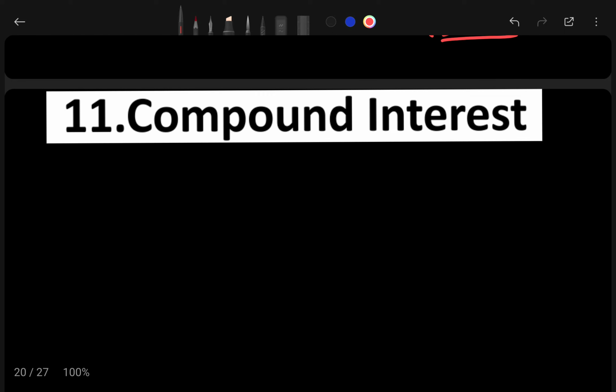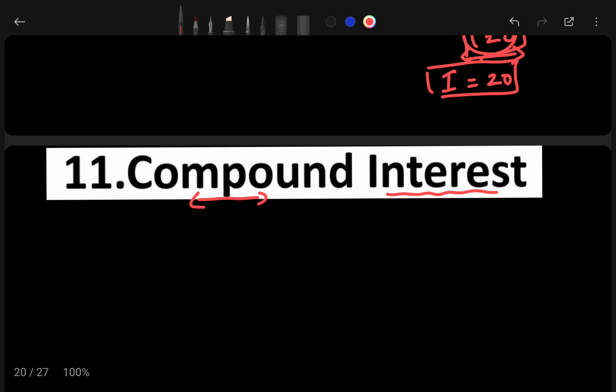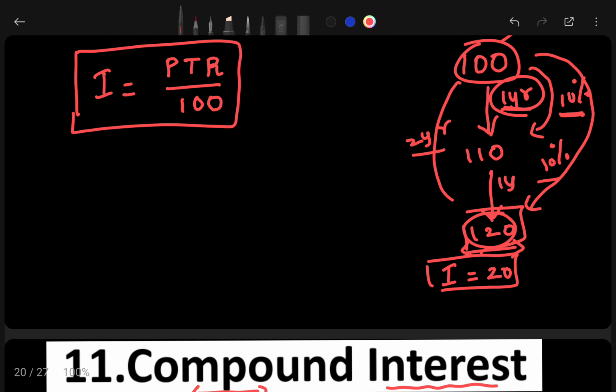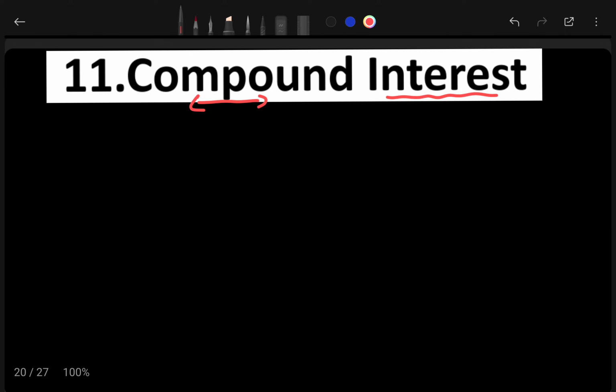Now compound interest. Again you are finding the same term, interest, but it is compounded. Compound means it is calculated from the previous amount. In simple interest we calculate interest from the principal amount itself, but that will not happen in compound interest. Compound interest is the most dangerous interest.